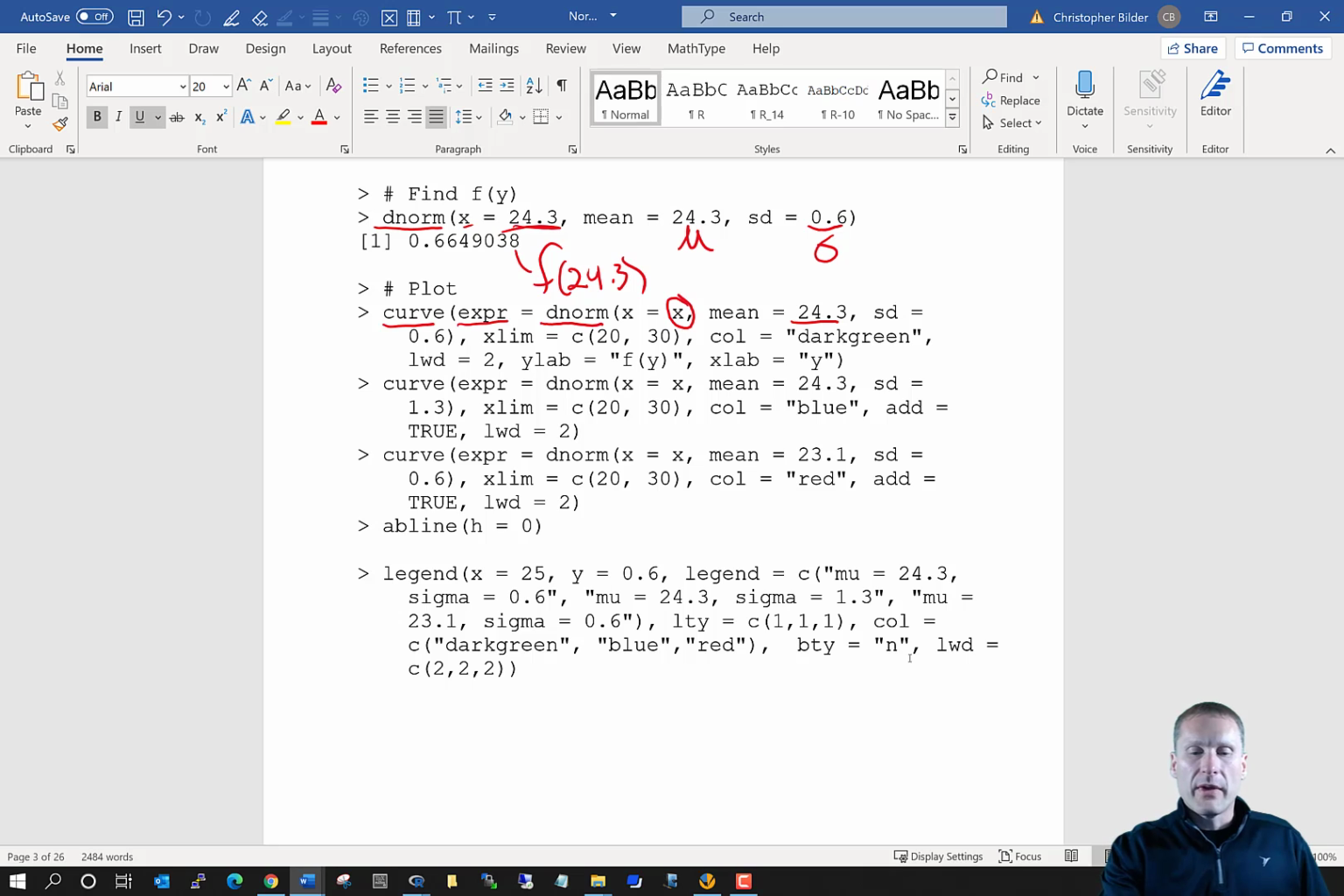Mean 24.3, standard deviation of 0.6. I'm going to control my x-axis limits to be between 20 and 30. The distribution is going to be dark green. The line width is going to be 2, a y-axis label of f of y, x-axis label of y. So I'm going to do that plot, and then I'm going to add to the plot another plot, but now with the standard deviation 1.3, so that you can see the effect of what happens if that standard deviation changes. And that's going to be in blue.